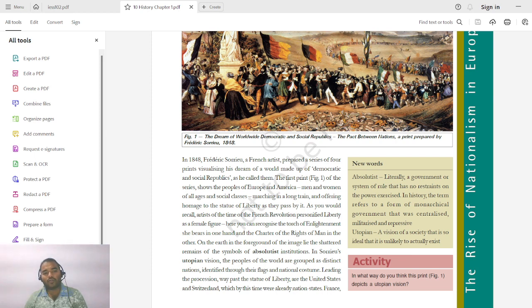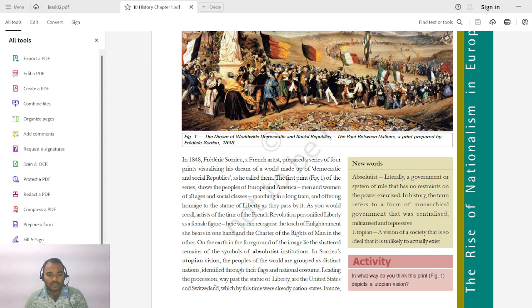But it was the dream of Sorrieu that as time passes, all the kingdoms in a specific region will merge into a nation, and the nations will have an identity, which can be indicated with the help of a flag and the dress code of the people. And each nation would have its own constitution where people will have different rights given to them.